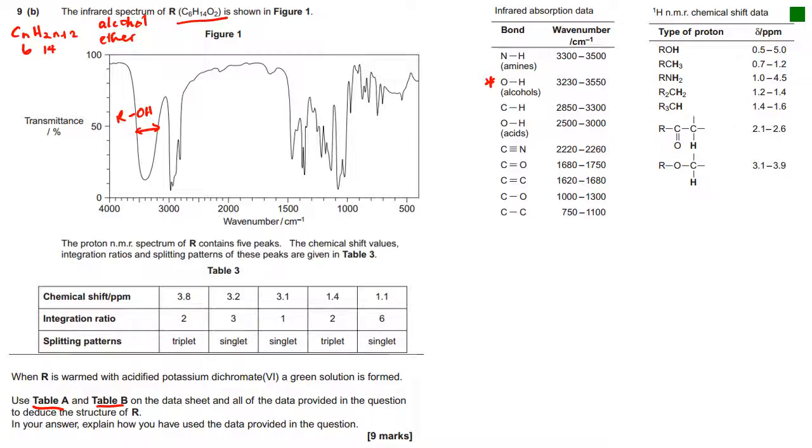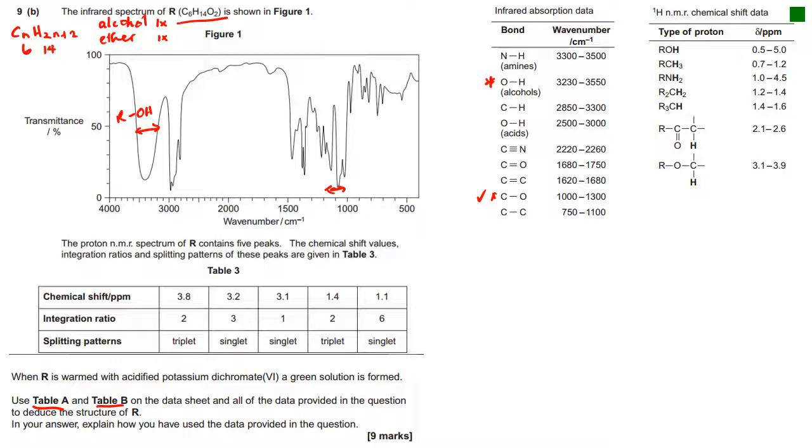Okay, so let's have a look. If it's going to be an ether, we're going to need one of these. So 1000 to 1300, right? So yeah, we've got a peak there. So it looks like we've got an ether link in there as well. So that would suggest so far we've got one hydroxyl group and one ether link in our molecule.